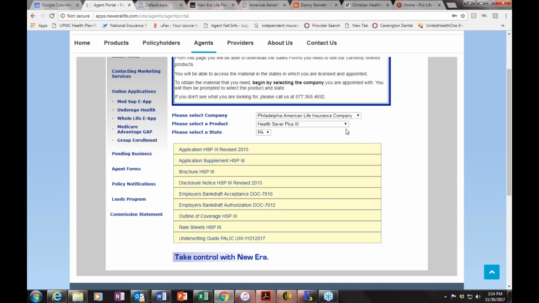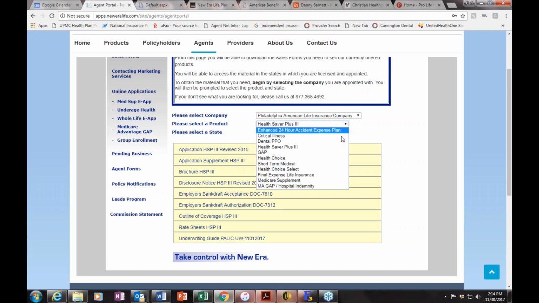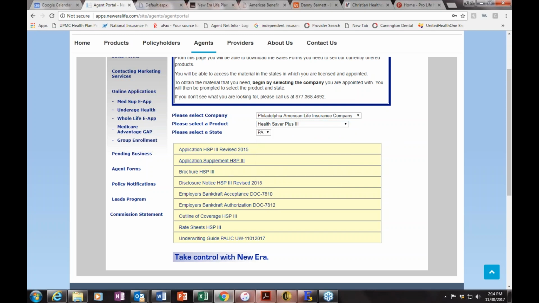I just used the Health Saver 3 as an example here, but any of the products that are available, you can pull up and get product brochures for. Applications, the only time you're really going to need a paper application is if you prefer to write it down and then enter it into the electronic system later. Some people are old school like that. They like to keep the paper.